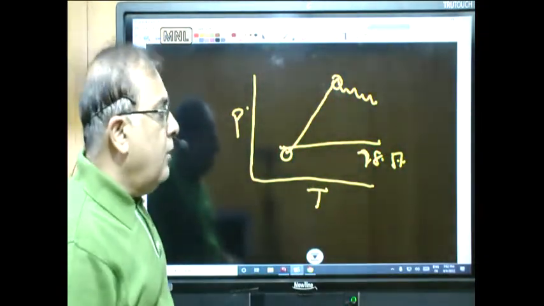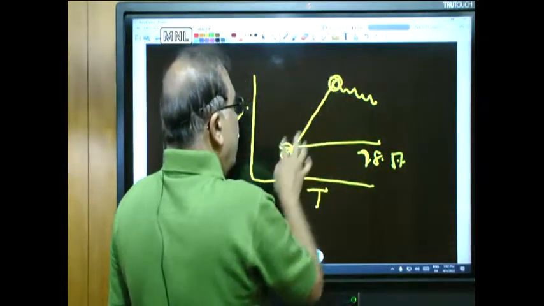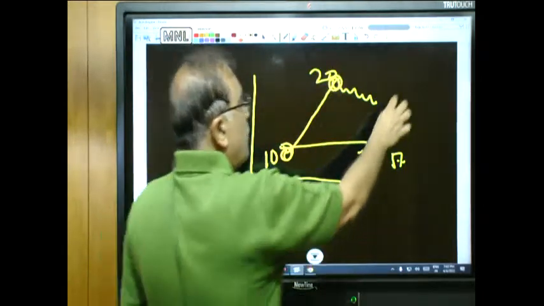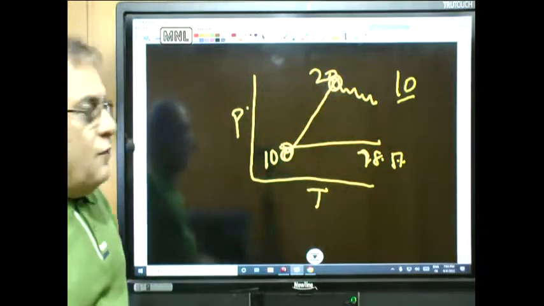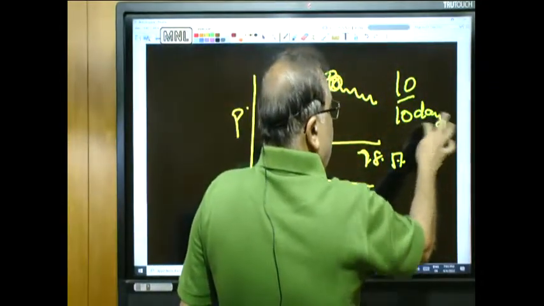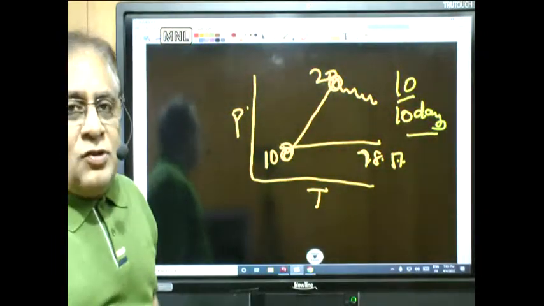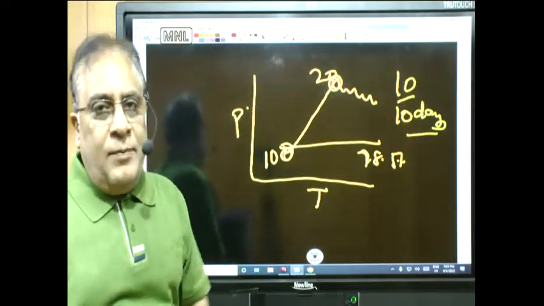So let us say from this particular point to this point, the price has rallied from 10 to 20, right? So this is a 10 rupees difference, and this 10 rupees difference has come in 10 days. Let us say 10 days it has taken for this 10 rupees price climb. That means it is moving at the rate of 1 rupee per day.